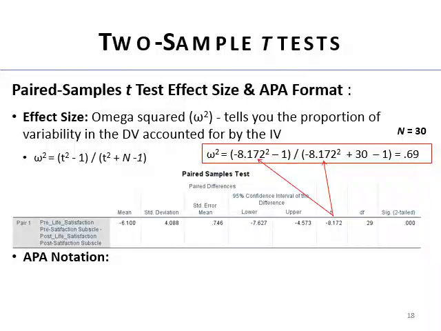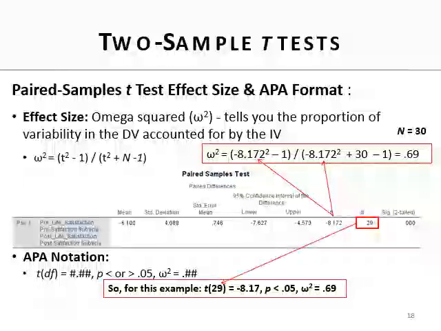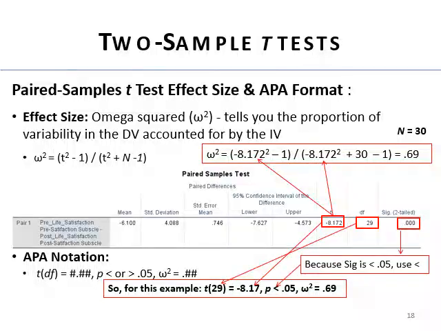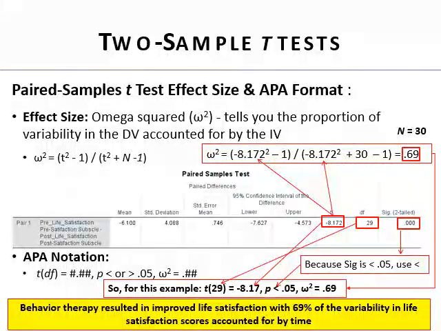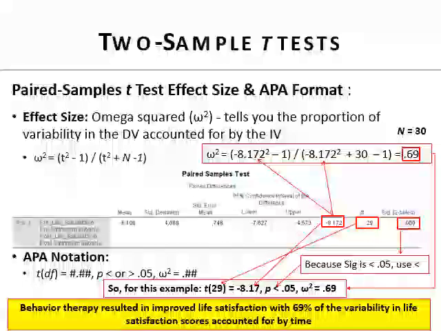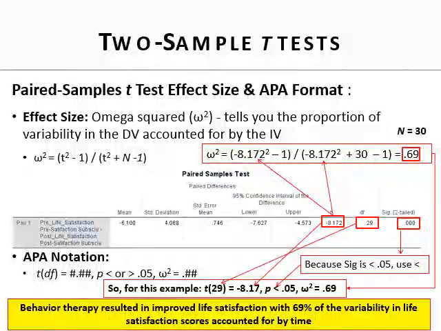In APA notation, it's the same as for independent samples t. There's the general format. We just fill in stuff. A t with 29 degrees of freedom is equal to negative 8.17. p was less than 0.05. And our omega squared was 0.69. So for grandma again, what do you tell her? Well, behavior therapy resulted in improved life satisfaction, with 69% of the variability in life satisfaction scores accounted for by time. That is, whether they had therapy, pre or post.